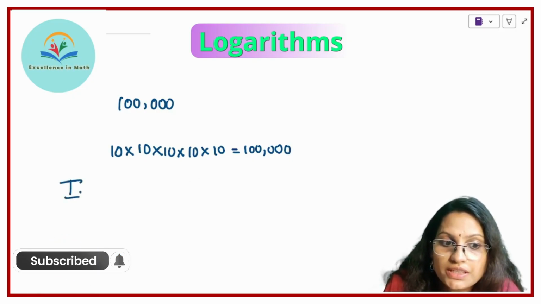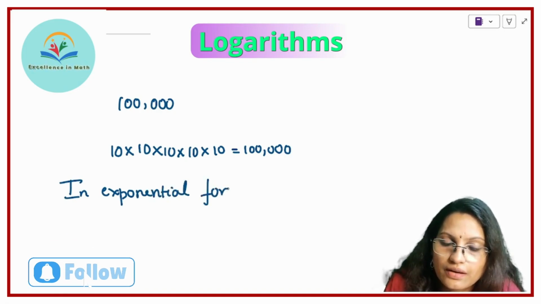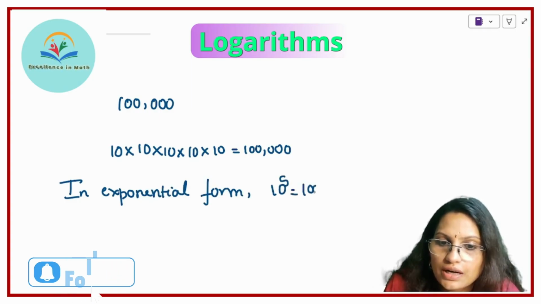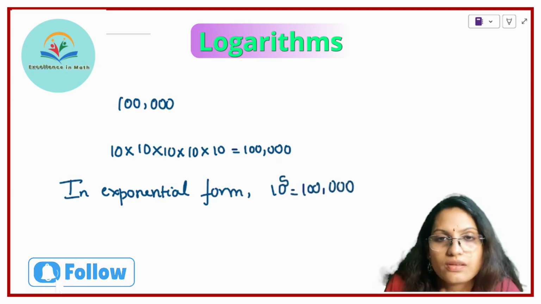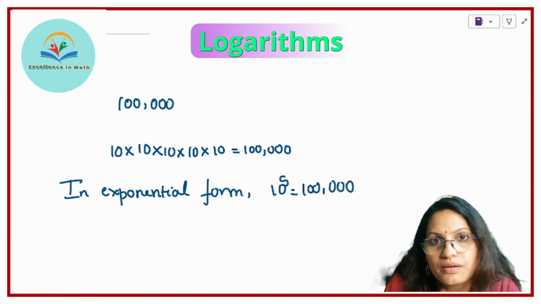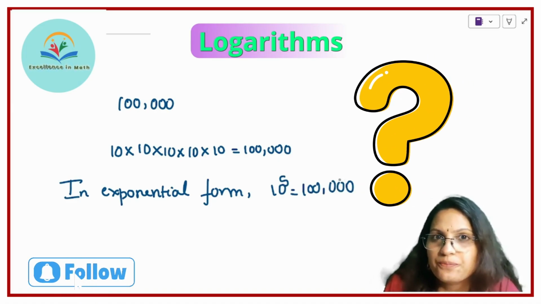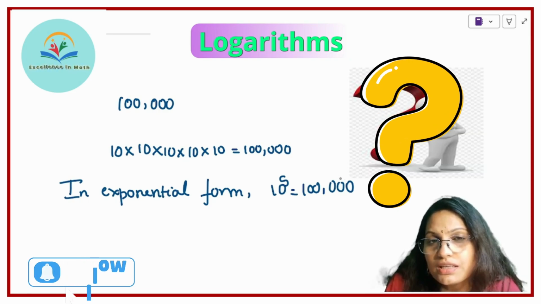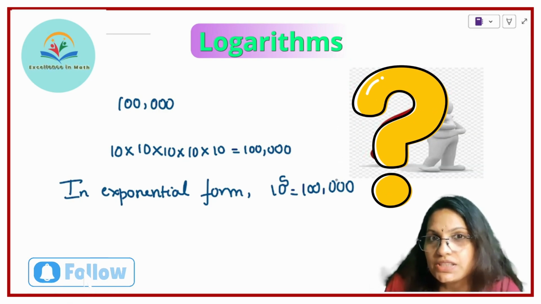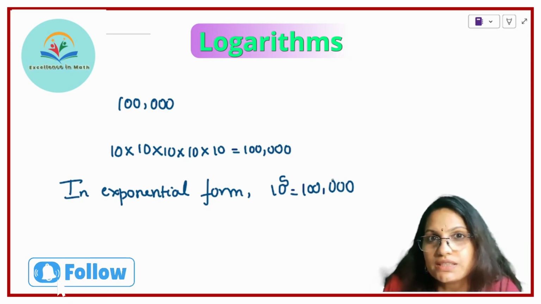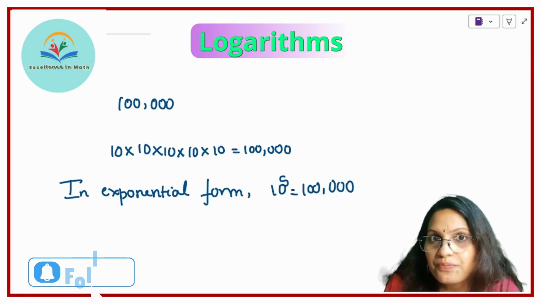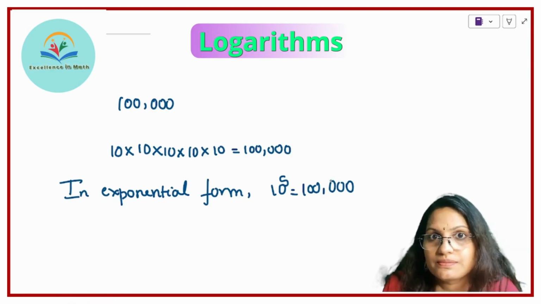So, in the exponential form, how can we write it? In the exponential form, we can write this as 10 power 5 is equal to 100,000. Are you clear? But here there is a question. Instead of doing the long form of multiplication, can we answer this question in one single step? That is exactly where the logarithm comes in.